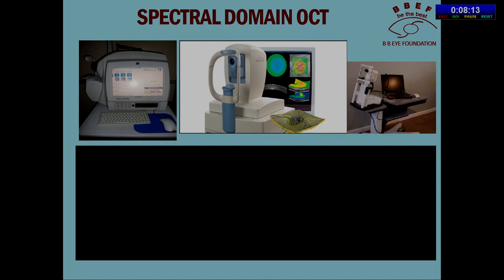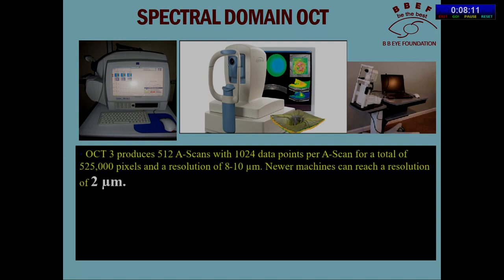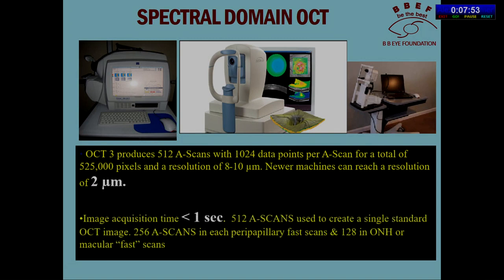We have the spectral domain OCT. In the OCT3, it produces 512 A scans with 1024 data points. The resolution is 8 to 10 microns. New machines can reach a resolution of 2 microns also. Image acquisition time is less than 1 second.